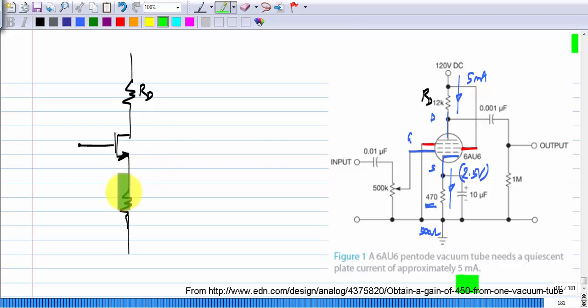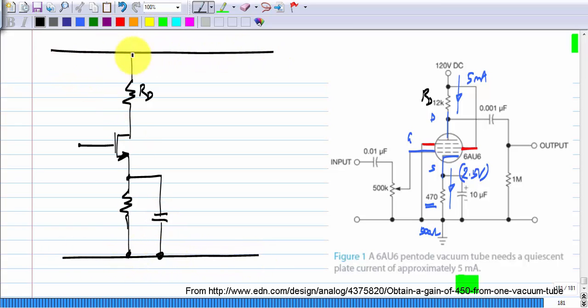Okay, so this is source feedback bias, and that's exactly what is used here. And you can see that there is a big capacitor from the source terminal to ground, or the cathode to ground. Okay, so if you remember, this is exactly what we did for our common source amplifier as well.